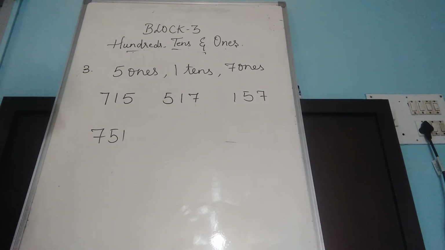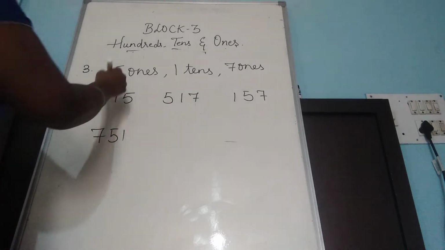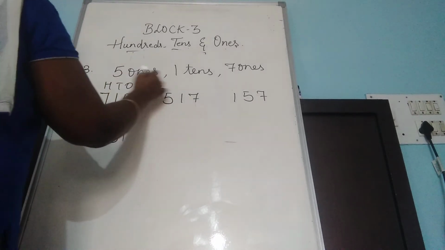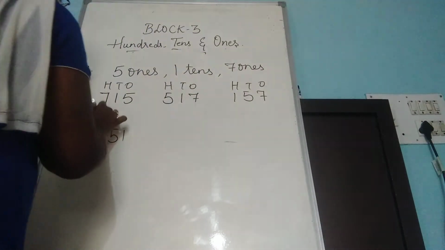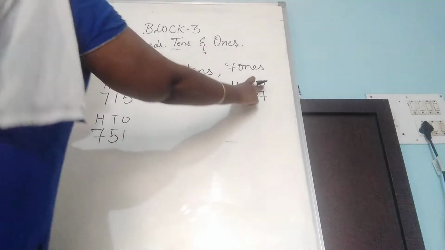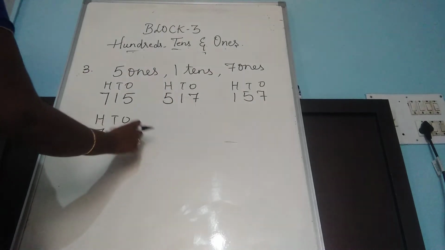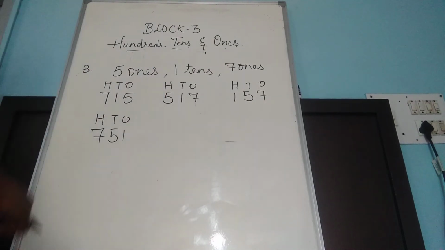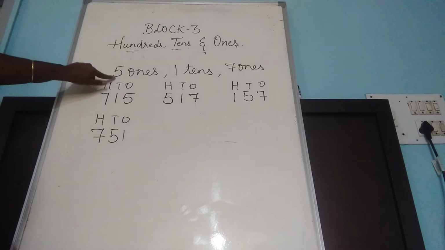Now you should find out in which number the ones place has 5. So let me write the place value table for every number. HTO. Okay. So find out. Here in the ones place 7 is there. Here in the ones place 7 is there. In the ones place 5 is there. In the ones place 5 is there. So you should know in which number the ones place should have 5.